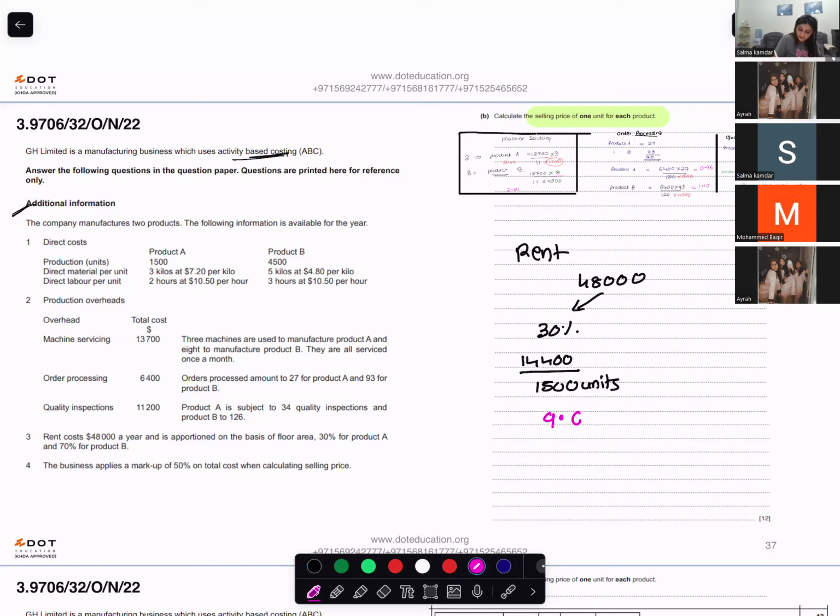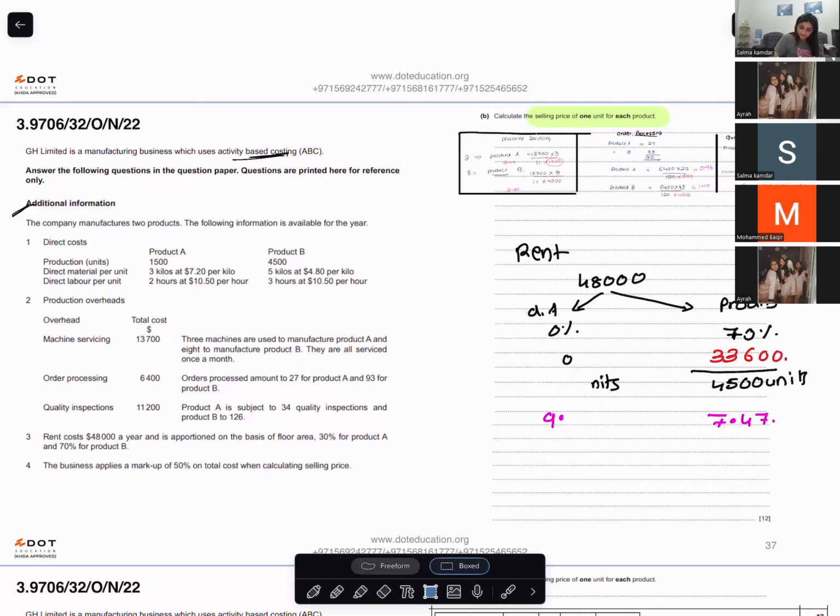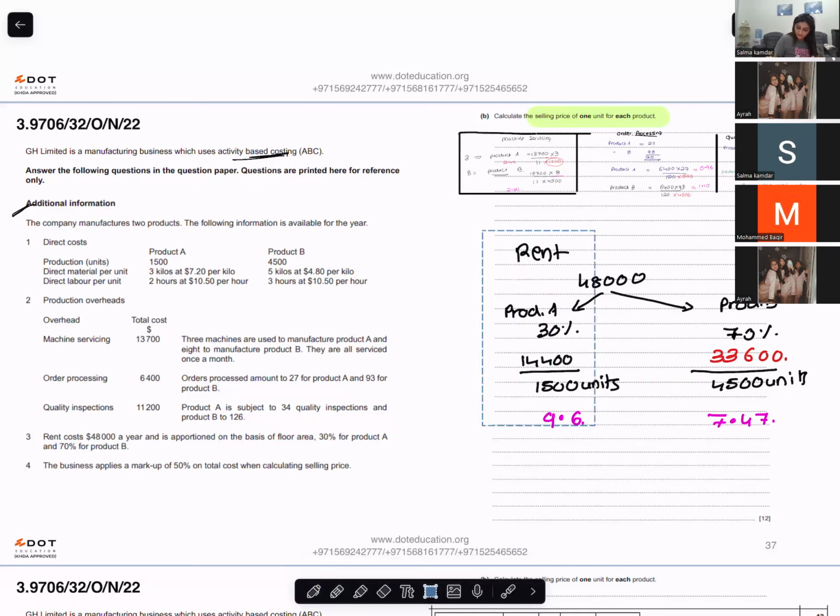You're doing the calculations. Yeah, I'm doing. For product B, it is how much? 48,000 into 70%, divided by 4,500. So it's 7.47. 70% is how much? Oh, one second, I'll do it again. 48,000 into 70% is 33,600. So you've got it for rent also. Okay. Now what?